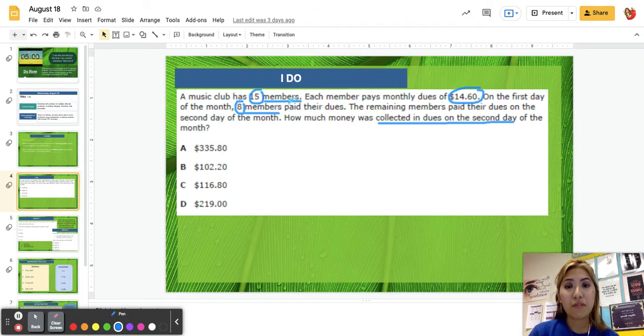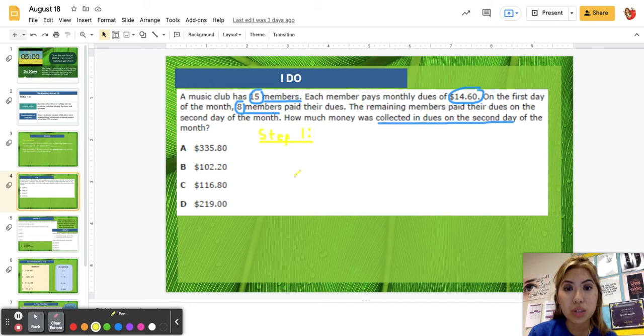Okay, so this is a multi-step problem. Basically, we first have to find out how many members have not paid. So step 1 is going to be figuring out the number of members that haven't paid. And then our second step is to figure out how much money in total was collected. So step 1 is figuring out the number of members that haven't paid.